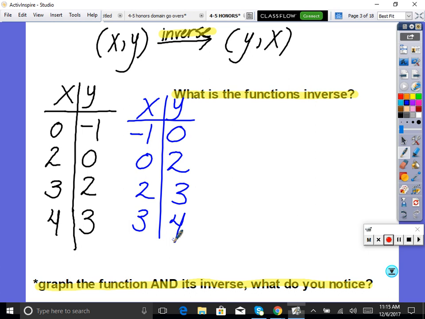Pretty easy, right? Okay, what I want you to do is grab a graphing piece of paper on your desk, make yourself an XY chart. I want you to plot the original points, plot the inverse points, and then tell me what you notice.